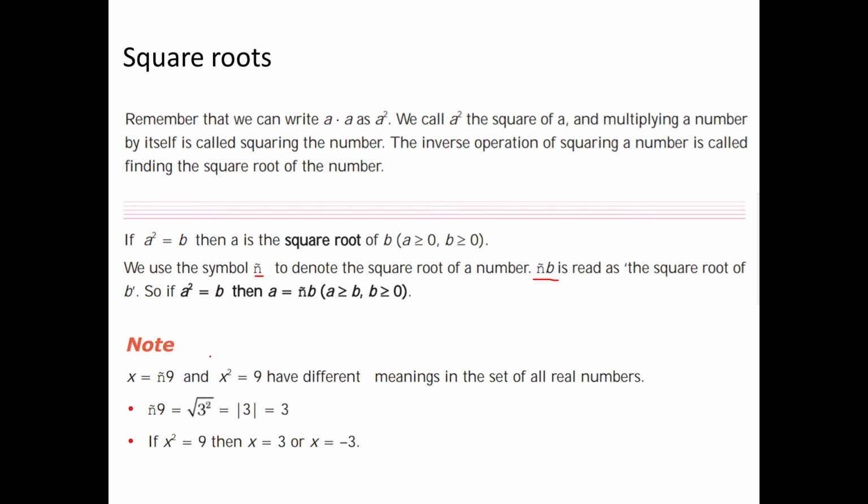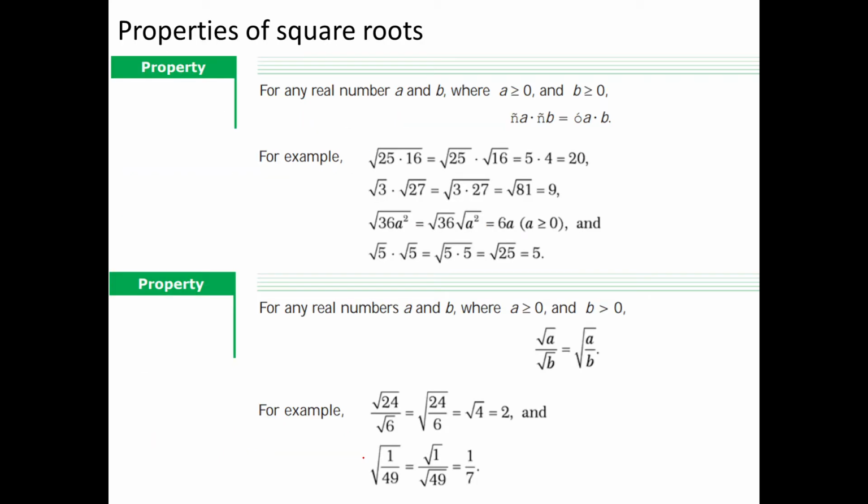But there is one thing that we need to know. For example, x equal to the square root of 9 and x squared equal to 9 are not the same thing. Why? Because the square root of 9 is equal to 3, but if we write that x squared is 9, then x can be 3 or -3. Therefore they are not the same thing.